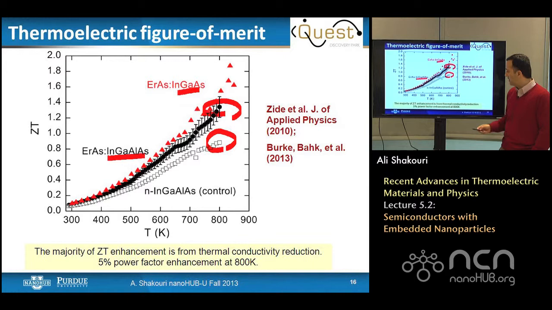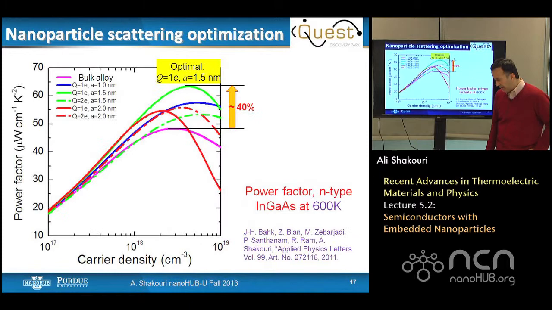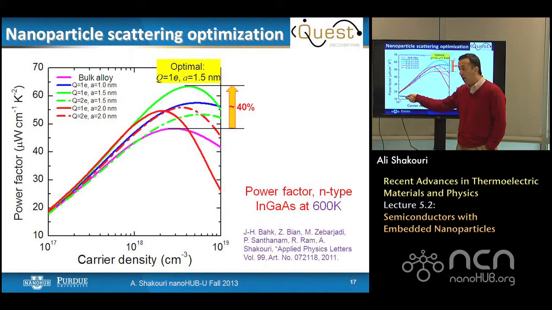Still, we are doing a little work toward that. An important question is, now that we have a theory that explains how this behaves, we should do some predictions about how far this could go. In a more recent paper that came out in Applied Physics later in 2011, Bjarne Zebarjadi looked at what would be the power factor. We are interested now just on the electrical side, how much could this nanoparticle scattering help? What is kind of the ultimate limit?